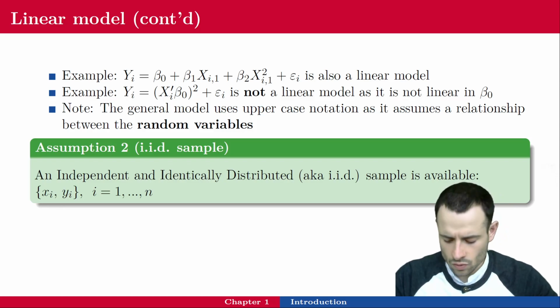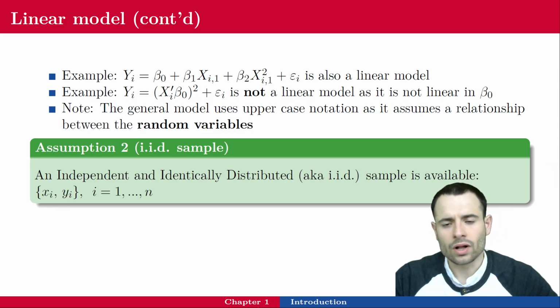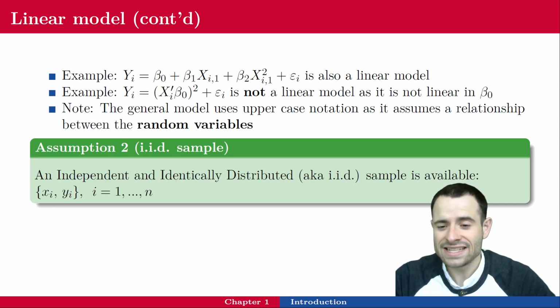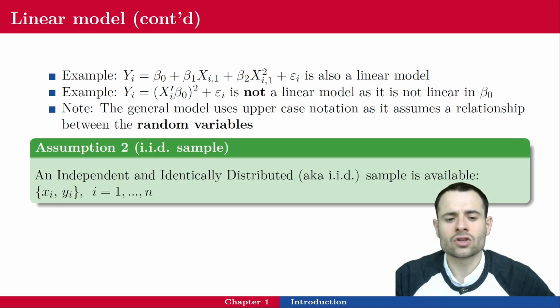The second assumption is also pretty important. Well, they all are, but I'll explain why they are important. The second assumption is that an independent and identically distributed, or an IID, sample of the data is available. This means that all the x's, xi and xj, so the x of two different persons, are not correlated. They are independent and they are identically distributed. They come from the same distribution.